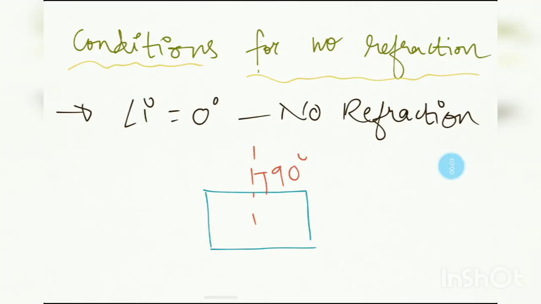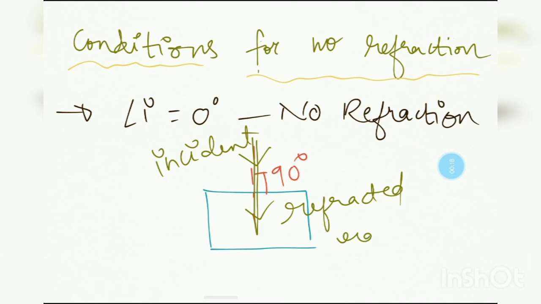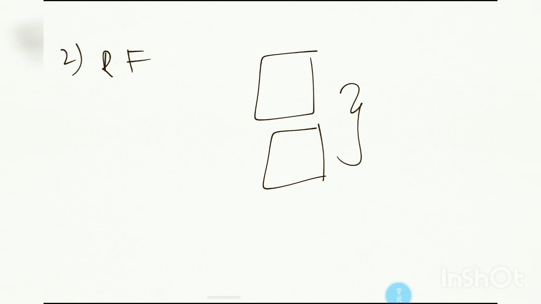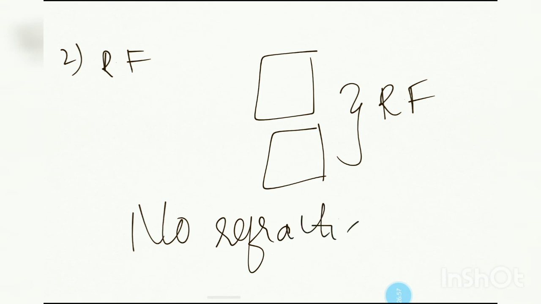Now, conditions for no refraction. When the angle of incidence is 0 degree, there is going to be no refraction. See here, do you find any refraction? No, no refraction. The second condition is, if the refractive indices of both optical media are equal, it suffers no refraction. Suppose this is one medium and this is one more medium. If both have the same refractive index, then there is no refraction.